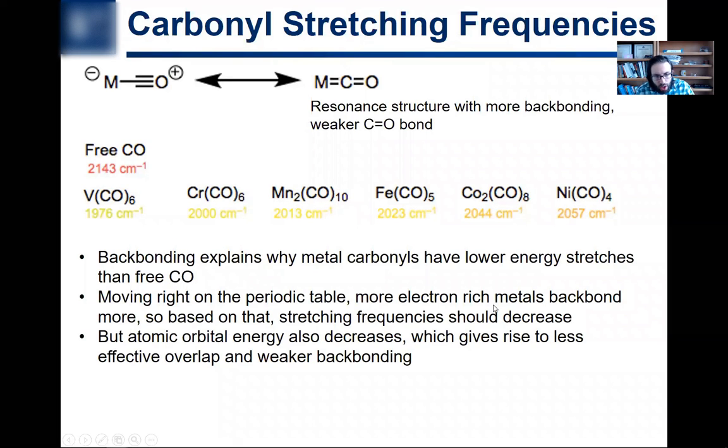But what is also happening here is a competing trend, right? Which is that your atomic orbital energy is decreasing. And why is that? That has to do with ionization energy. And so remember, you need the same symmetry, but you also need similar energy in order to get good overlap. And so what ends up happening here is the energetics don't work out as well for pi back bonding for nickel. Okay, so you have less effective pi back bonding for nickel than you do for vanadium.